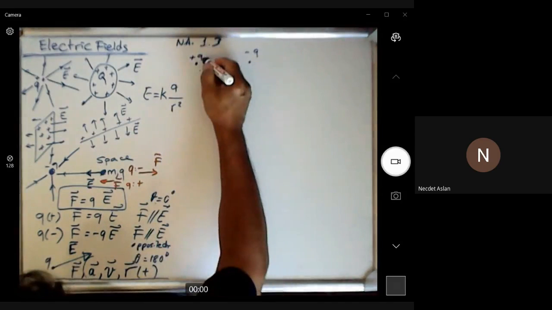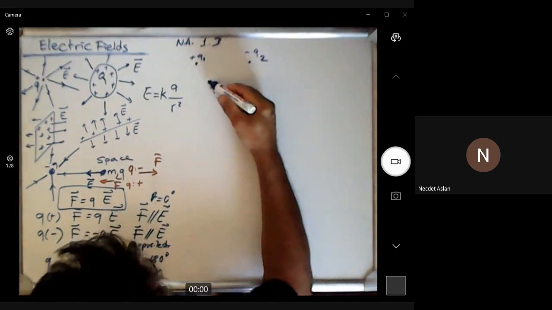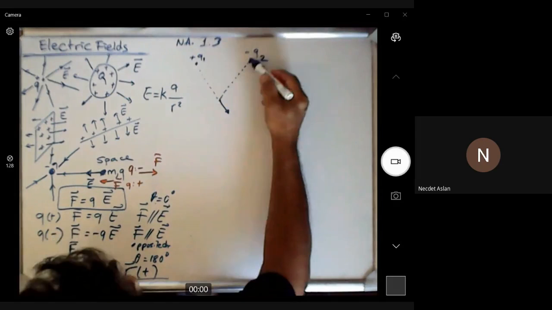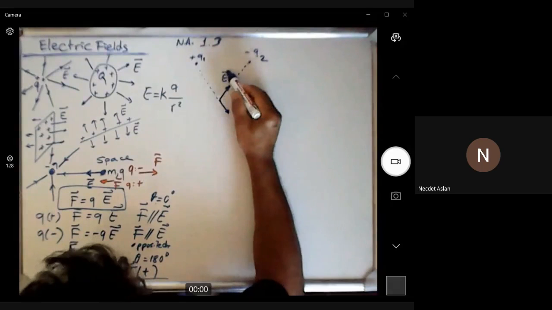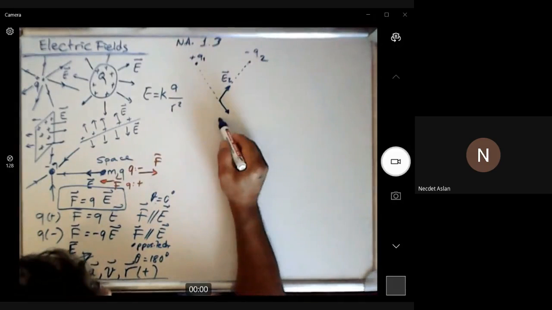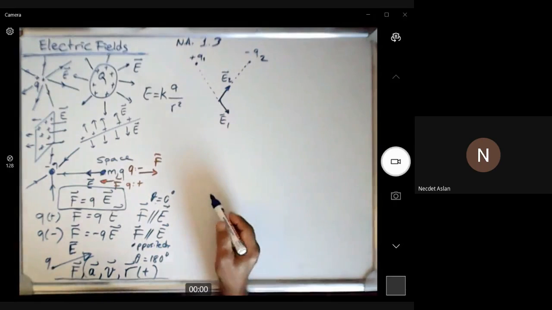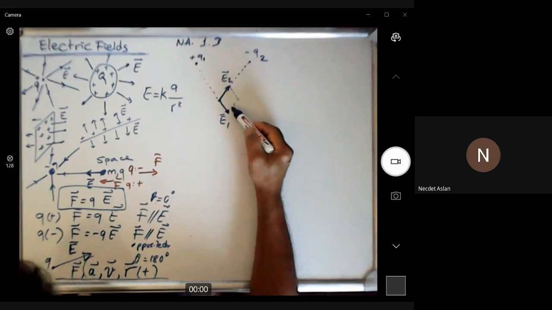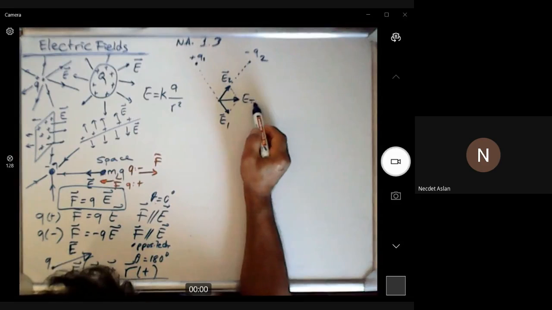For this one, let's say this is charge 1, Q1, and Q2. The electric field is away from this charge. But for this one, the electric field is towards it, so this will be E2 due to this charge, which is negative. This is E1. Because there are two electric fields at this point, the resulting field is the summation of these two vectors, which is this one. So this is E total.